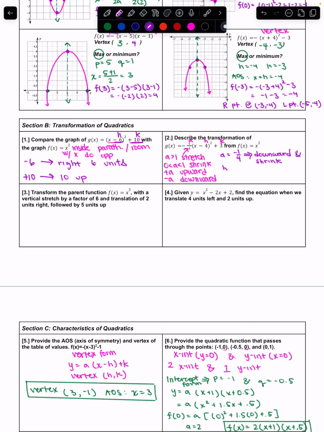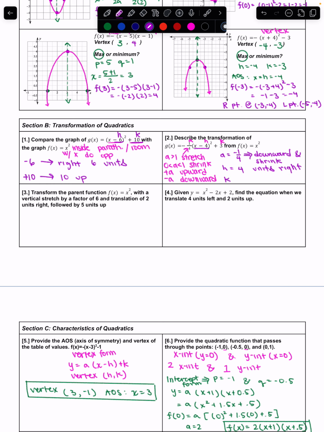Our h value in this case is equal to 4. So we look inside the parentheses, we see that there's an x, and we do the opposite of what x is telling us to do. So if you see negative 4, you actually have 4 for your h value. And if you look at the number 4 on the number line, you go 4 units to the right.